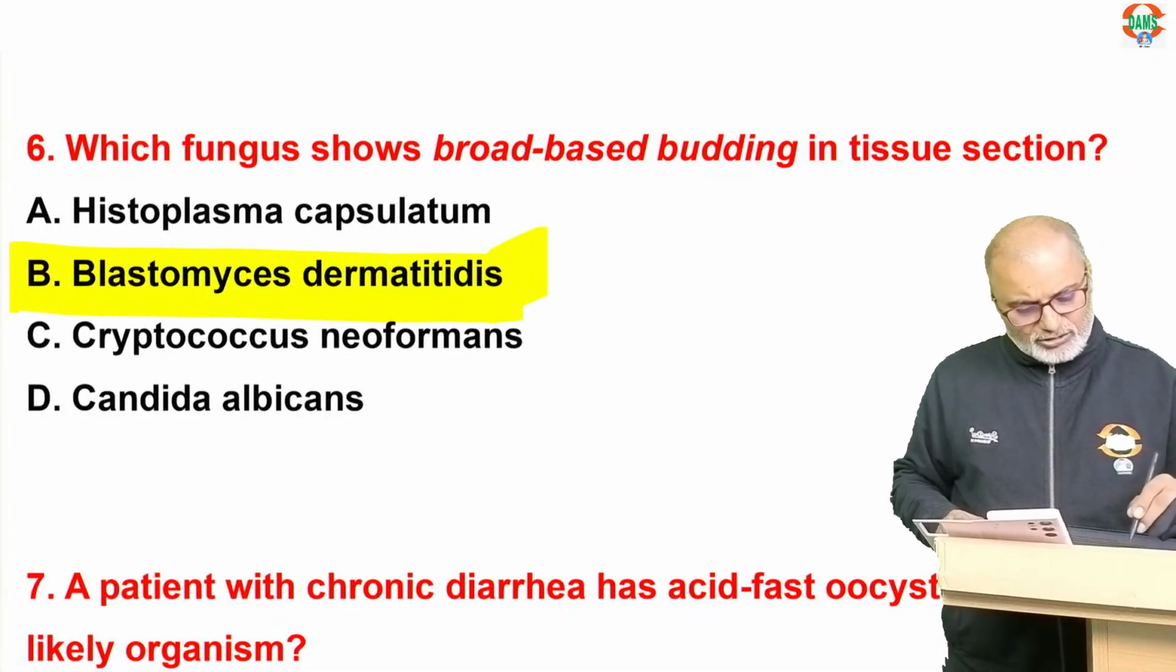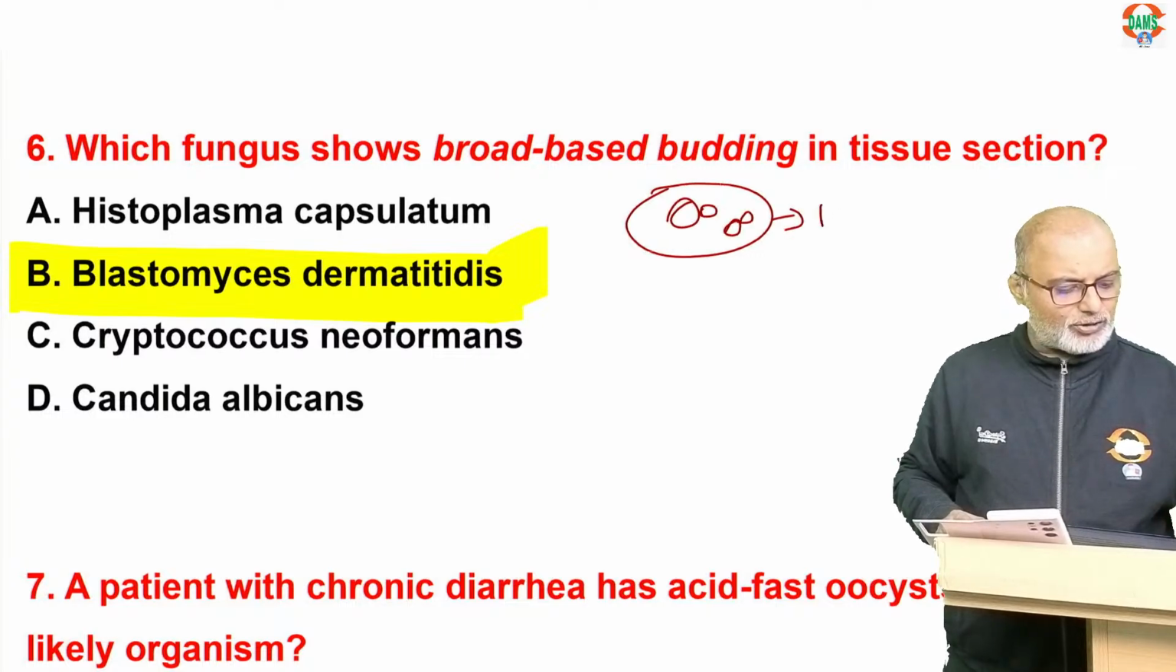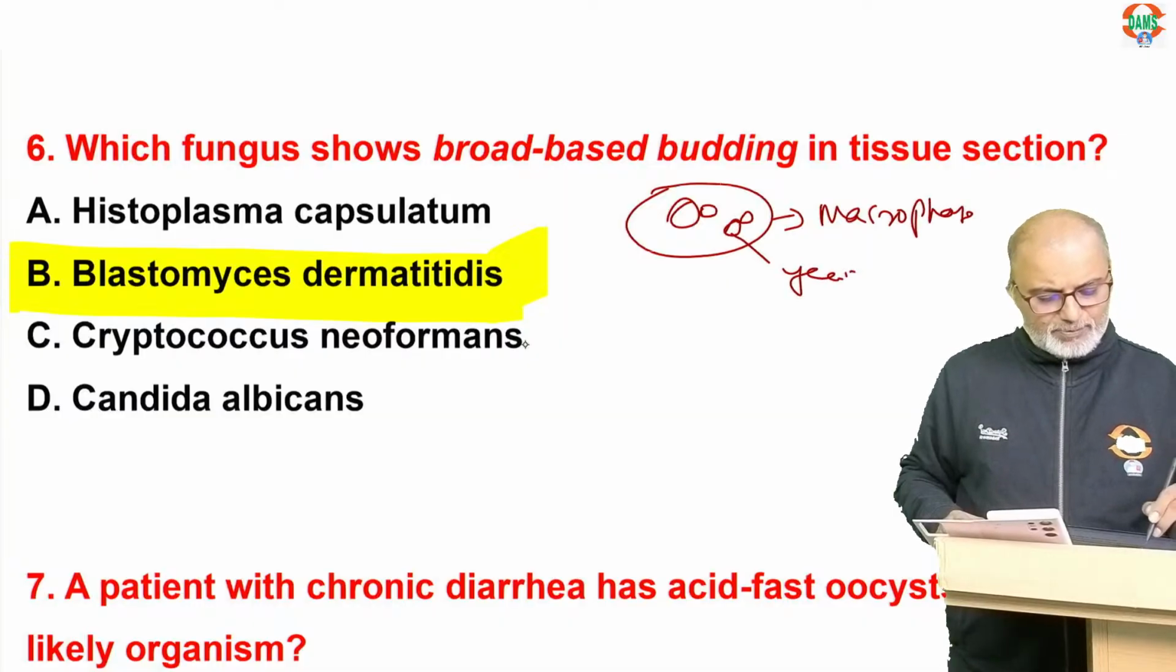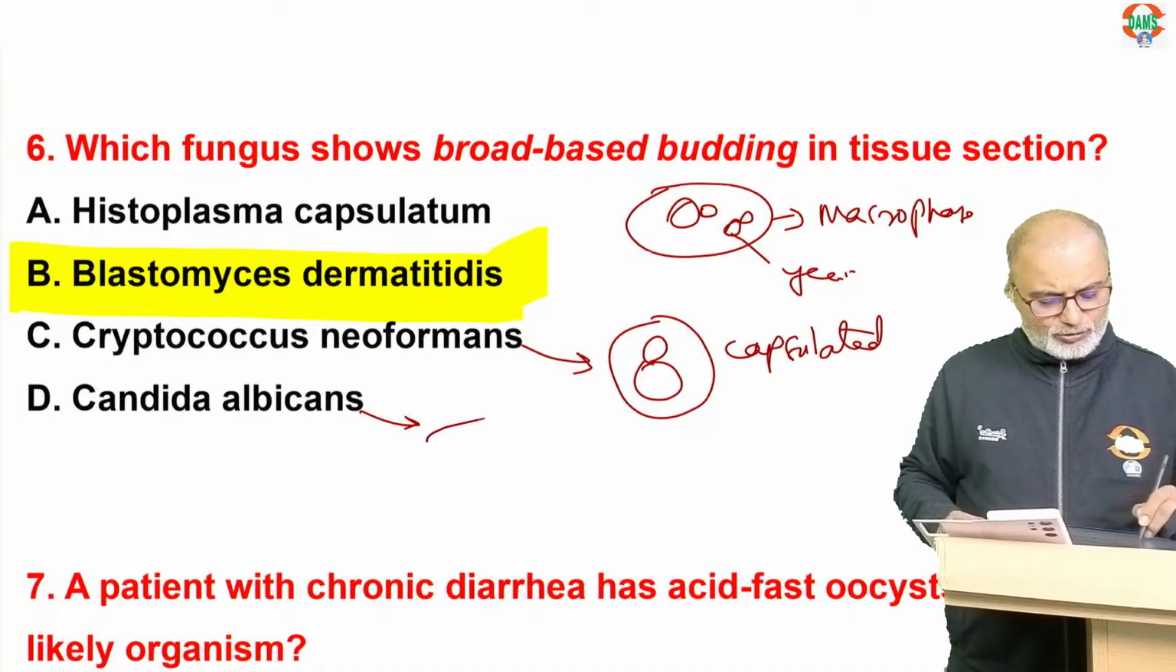Dermatitis. Histoplasma, it is inside the yeast. You can get yeast cells inside the macrophage. Cryptococcus neoformans, it is a capsulated budding cell. Candida albicans shows pseudohyphae.